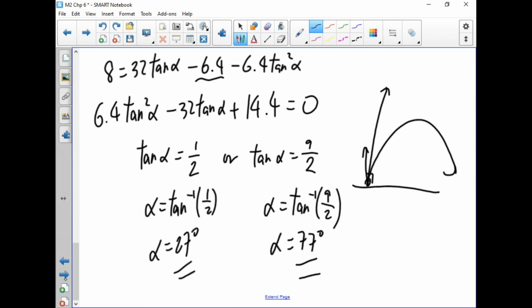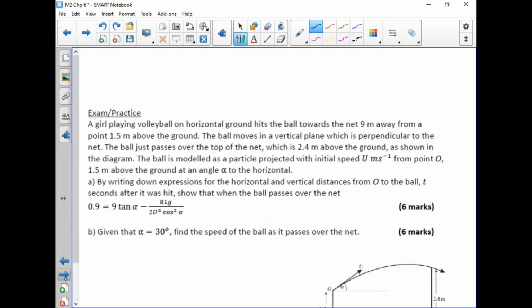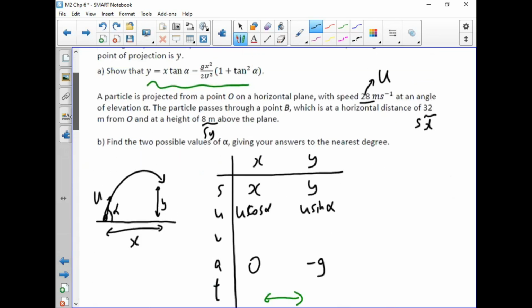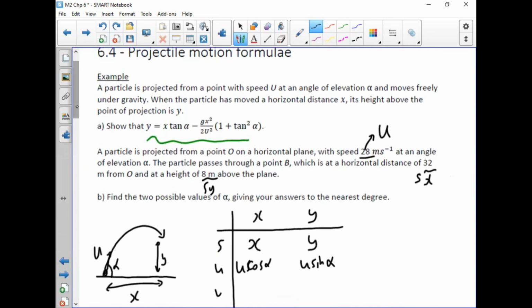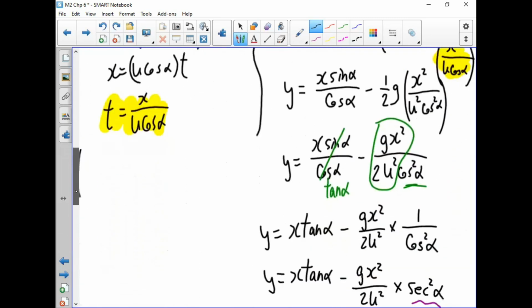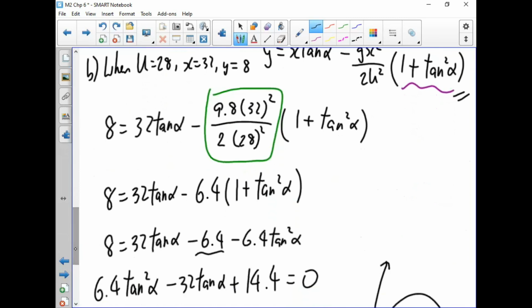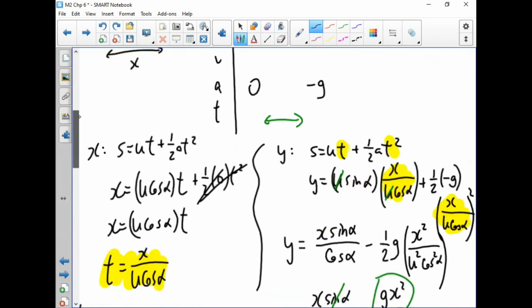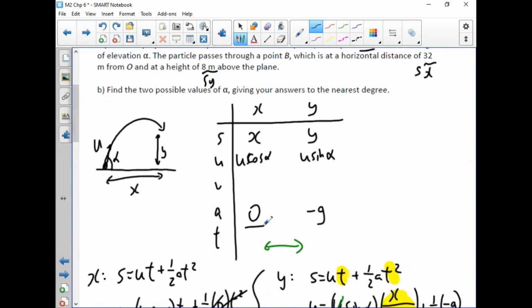So really, this is just the same as the previous one, chapter 6.3, but it's just in the algebra version. You can see students do find it difficult because it's algebra really. So the method is the same: double suvat. Ax is 0, ay is minus g, ux is u cos alpha, uy is u sine alpha.